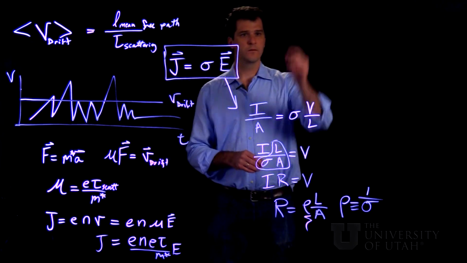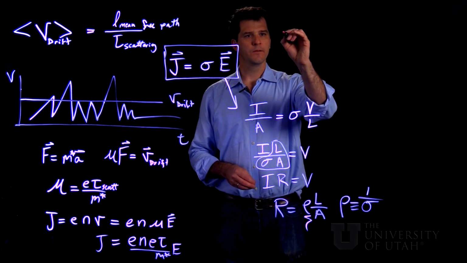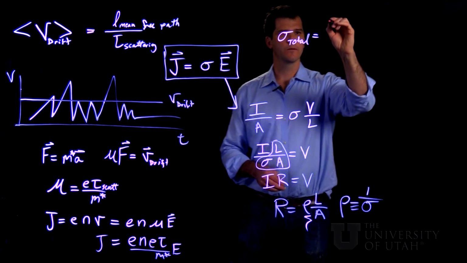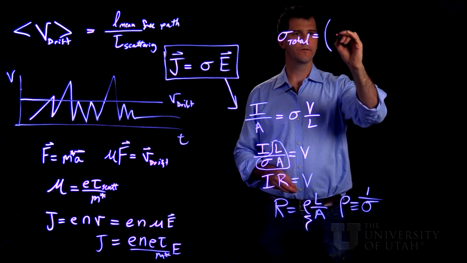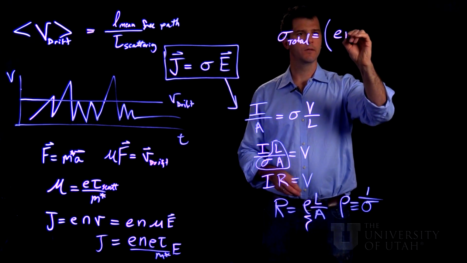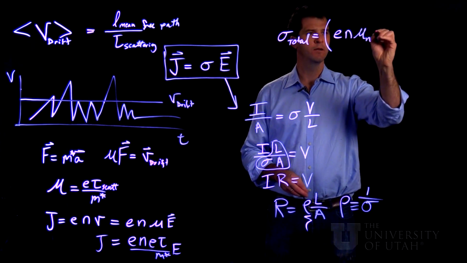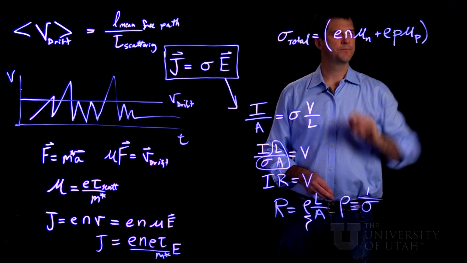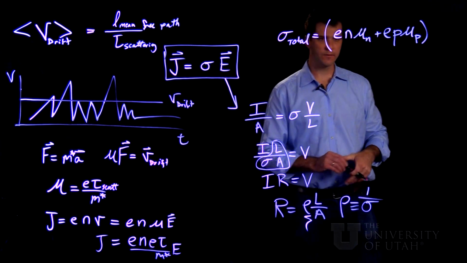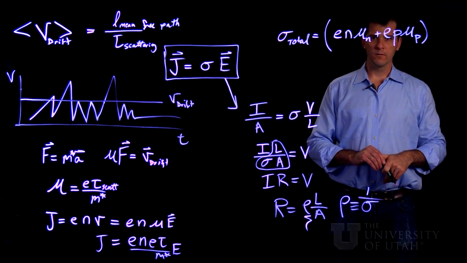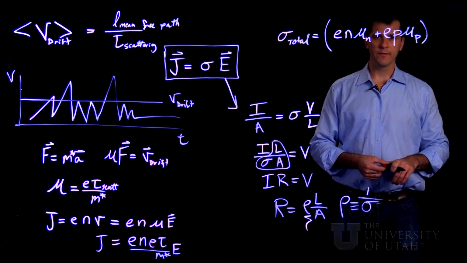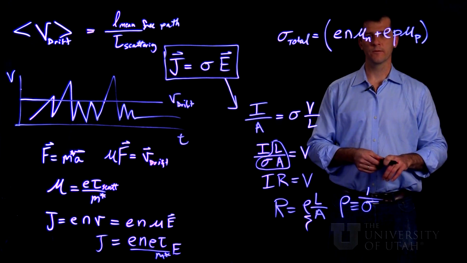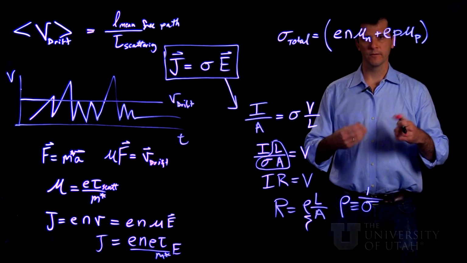So the last expression to write out is that sigma total is going to be the sum of the electrons and holes contributions. So that's going to be E n mu sub n plus E p mu sub p. Okay, so these are some of our fundamental equations for transport. Now we'll look at the two types of driving forces for transport, which result in drift currents and diffusion currents.